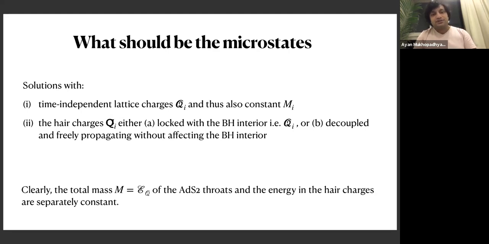The hair charges Q_I can have two parts. One part is locked with the black hole interior, that is simply correlated with these lattice charges, or it could be simply decoupled and freely propagating on the lattice without affecting any of the throats or any of these charges Q_I. So it can be a linear sum of these two. Then in this particular solution, the total mass of all the AdS throats combined and the energy in the hair charges should be separately conserved. So this is what the microstate solutions are.